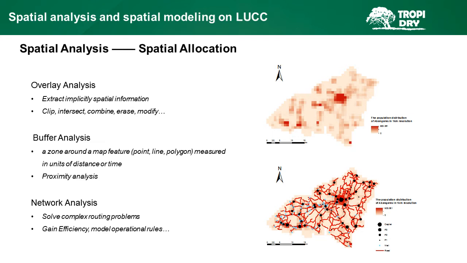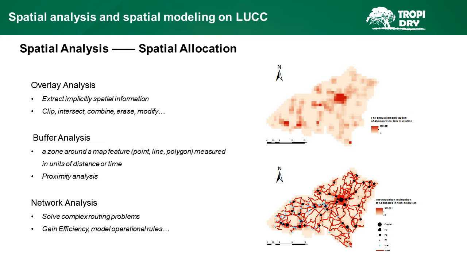Generally, we can get the total population of a district, but how it distributes spatially, we don't know. Overlay analysis can help us extract implicit spatial information by operations of clip, intersect, combine, erase, modify, and so on. It is also applied in optimal site selection or suitability modeling. I use overlay analysis to figure out the theoretically suitable area where the population was supposed to be, such as a big city, the flat area, the high density of road system area.